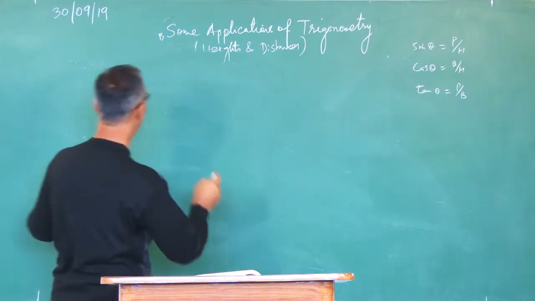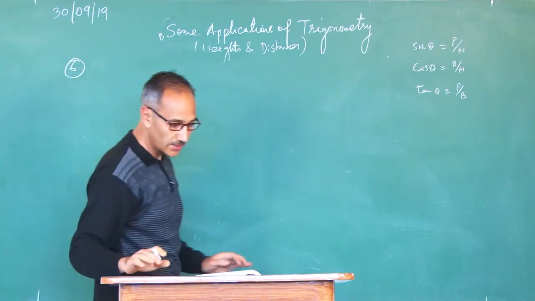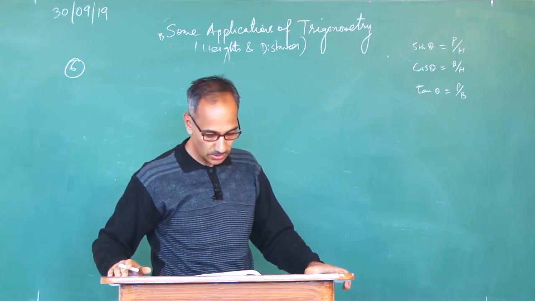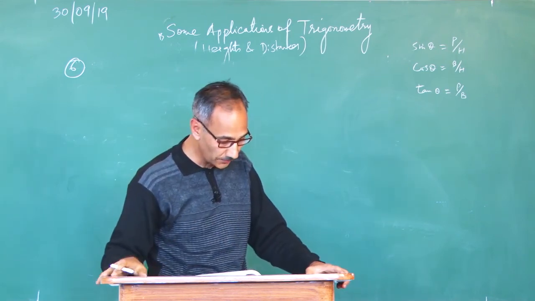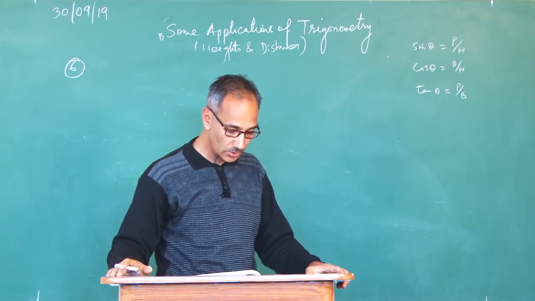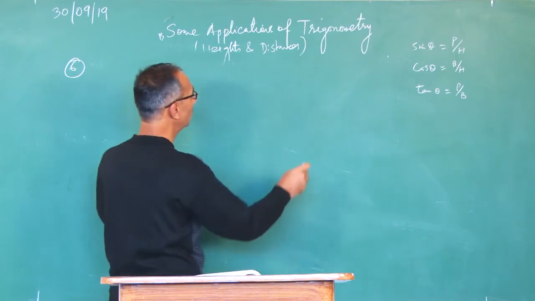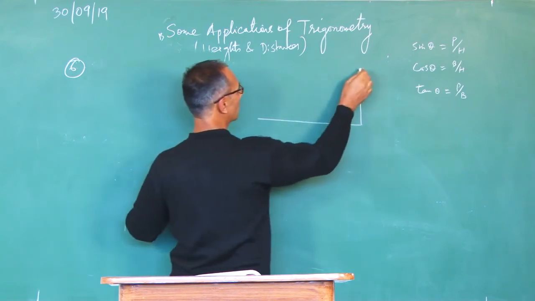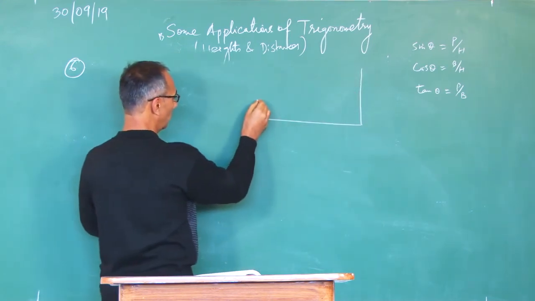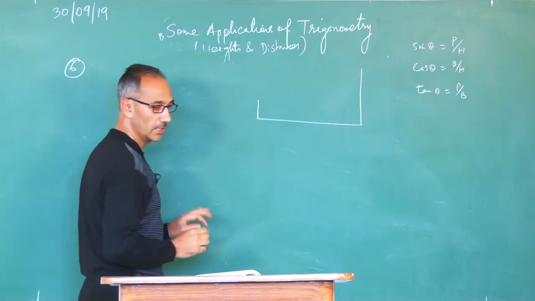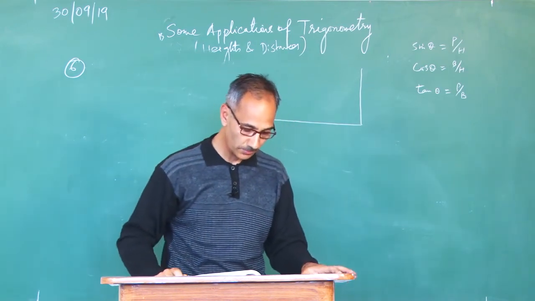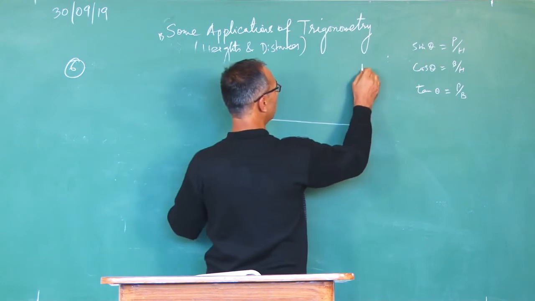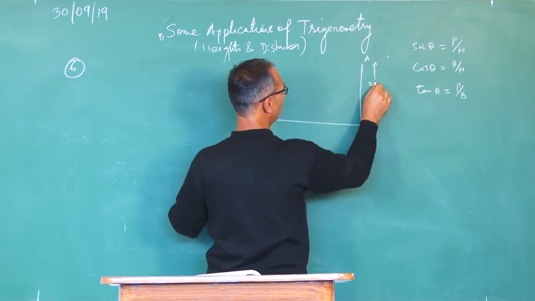This is question number 6 of your NCERT textbook. It says a 1.5 meter tall boy is standing at some distance from a 30 meter tall building. You need to read between the lines. You have a 30 meter tall building, so I'll draw this building like this. Imagine this is the building, and there's an observer. This is the boy. His height is 1.5 meter. The boy is standing at some distance from a 30 meter tall building. So this is 30 meter tall.